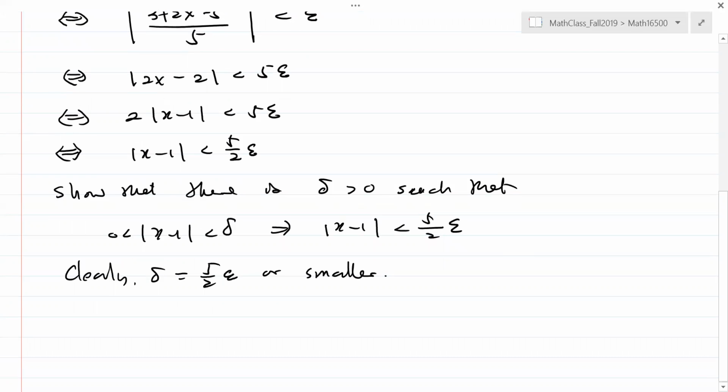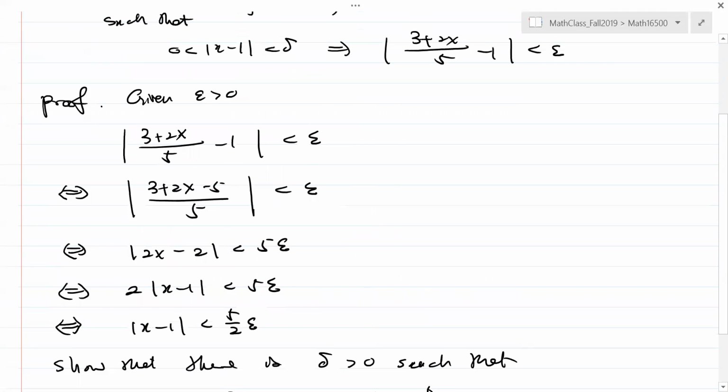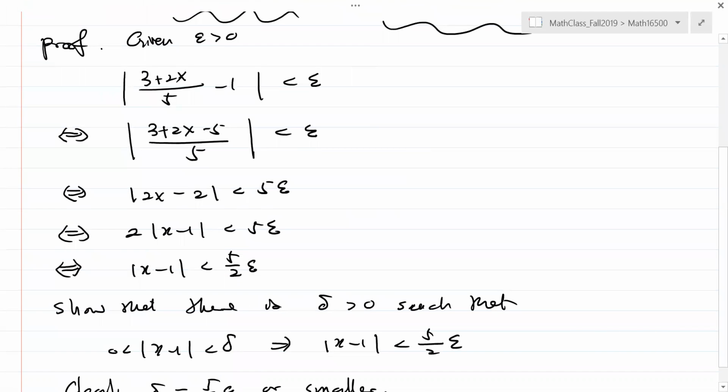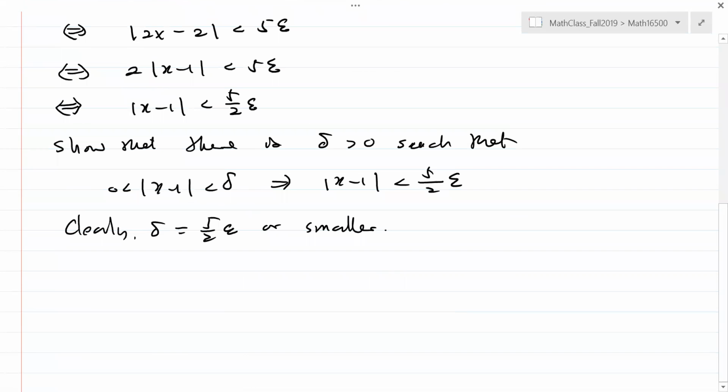So all you have to do is find the delta and verify that this one implies that. But the inequality on the right-hand side is too complicated, so you simplify it. Then it's easy to see what delta you can choose. That's the logic.